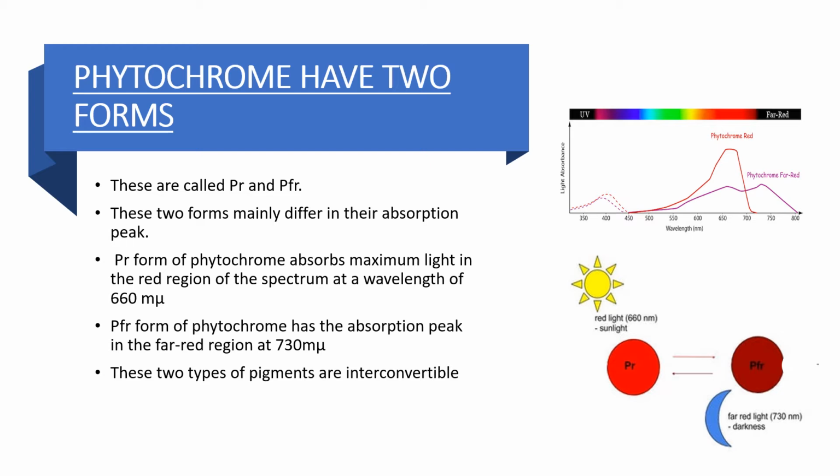The Pr form of phytochrome absorbs maximum light in the red region of the spectrum at a wavelength of 660 millimicrons. The Pfr form of phytochrome has its absorption peak in the far red region at 730 millimicrons. These two types of pigments are interconvertible.